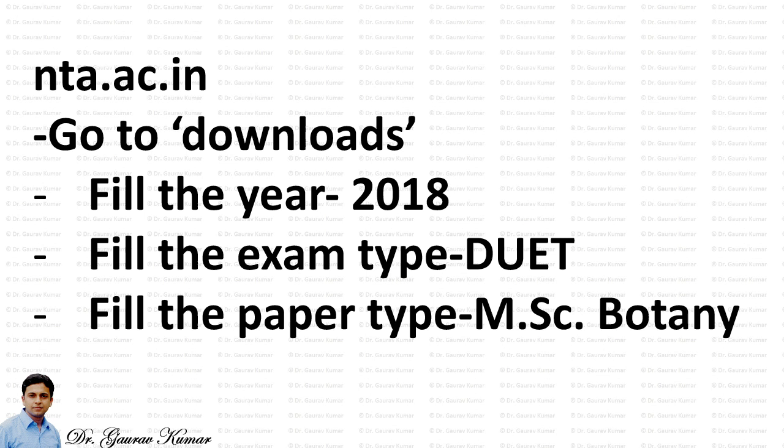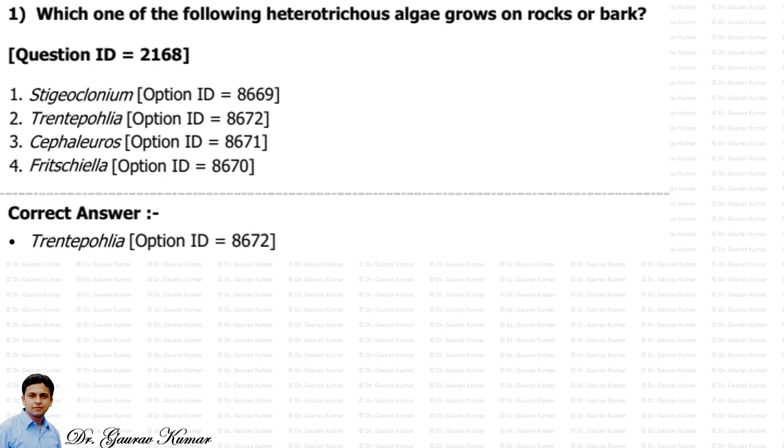So the 2018 question paper you can download directly by going to the NTA website, nta.ac.in. There you will find a download section. In that download section, just fill in these entries and you will get the question paper. So let's start with the question paper.